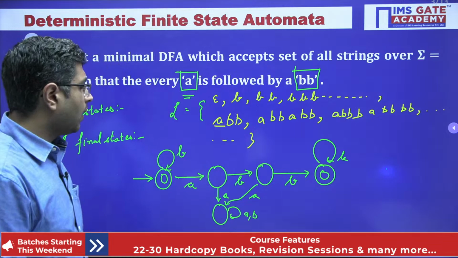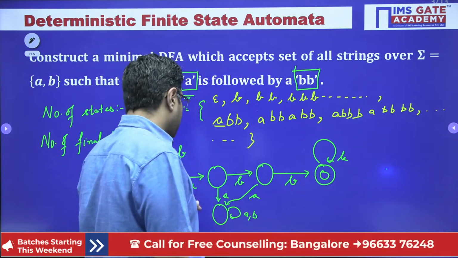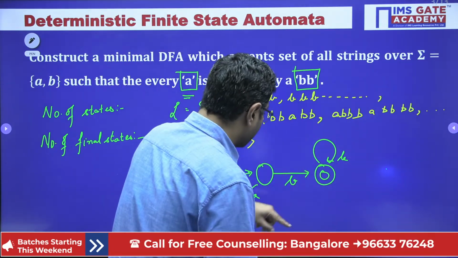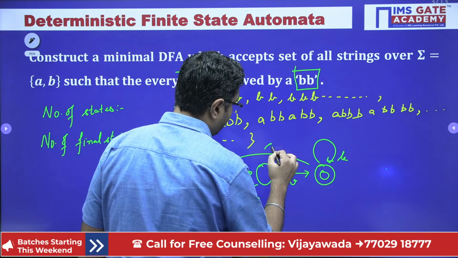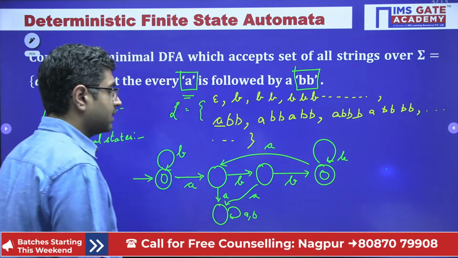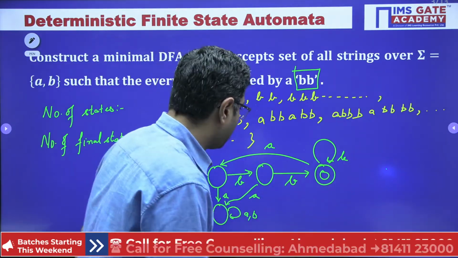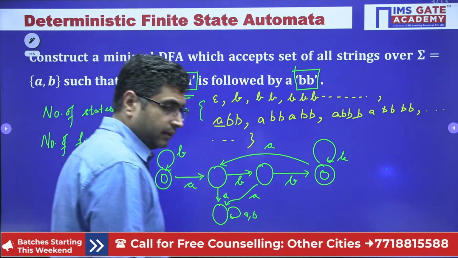So now, at this state, A is followed by BB. After that, if a B comes, there is no issue. But if an A comes again, you have to do the same check. That is, this A also has to be followed by another BB. So you come back to the state which checks whether A is followed by two BBs or not. So this is how the DFA will look in general.